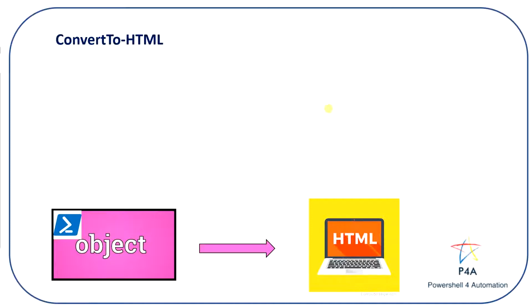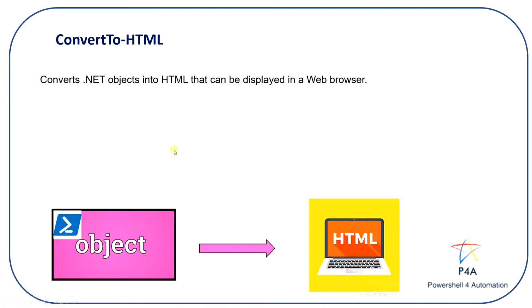HTML is a well-structured format which gives the information in the best available styles. PowerShell has options to convert PowerShell objects into HTML formats using the cmdlet called ConvertTo-Html. ConvertTo-Html converts the .NET objects into HTML that can be displayed in a web browser.